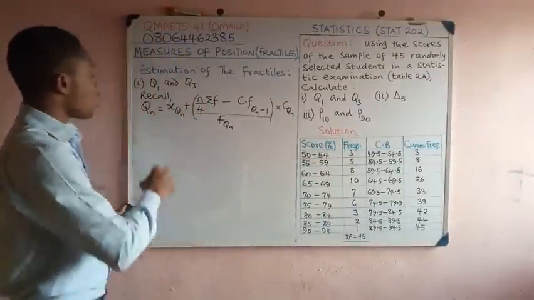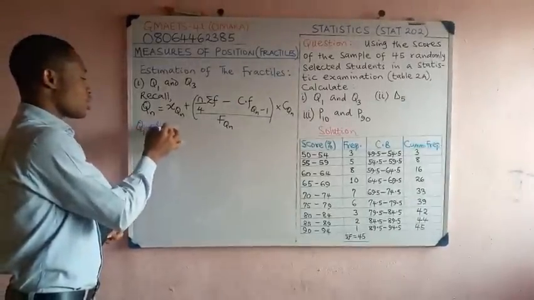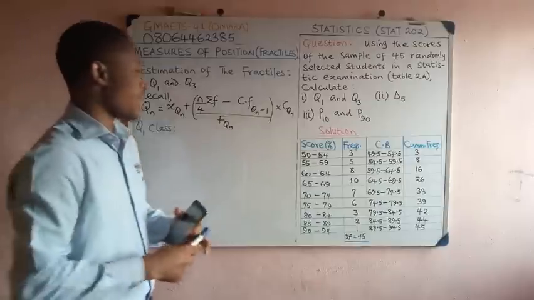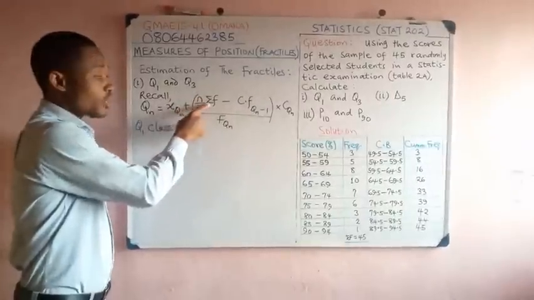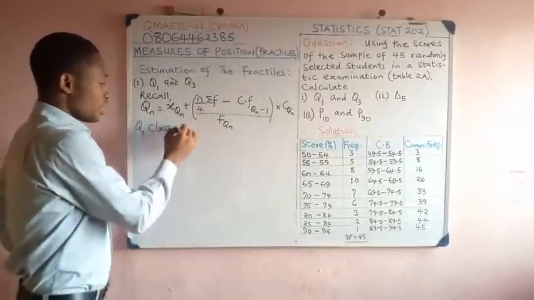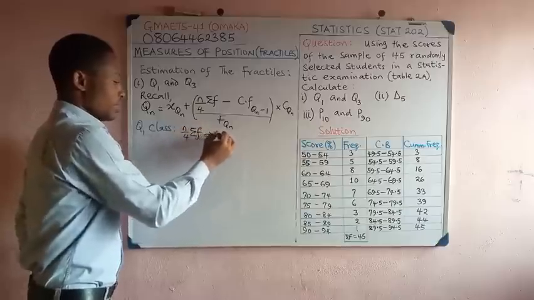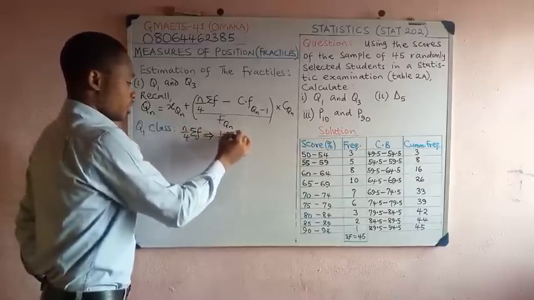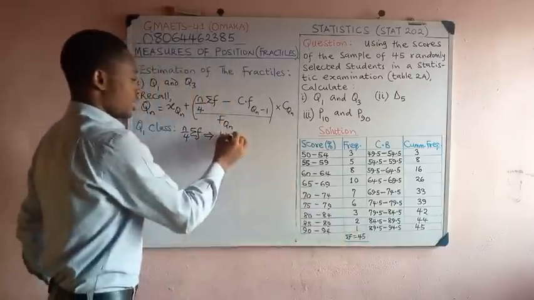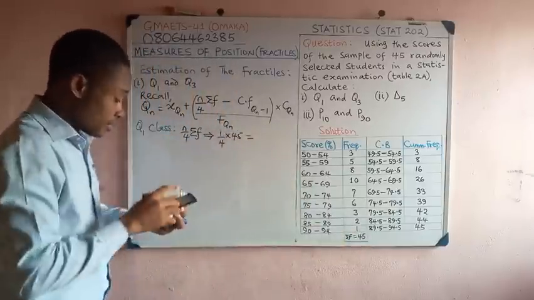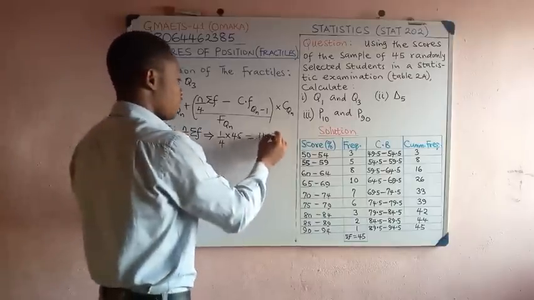So let us obtain our Q1 class. To obtain our Q1 class, we are going to determine the value of 1 over 4 summation F. And of course, summation F is 45, all the frequencies added together. So that's going to be 45 divided by 4. From here, it's 11.25.